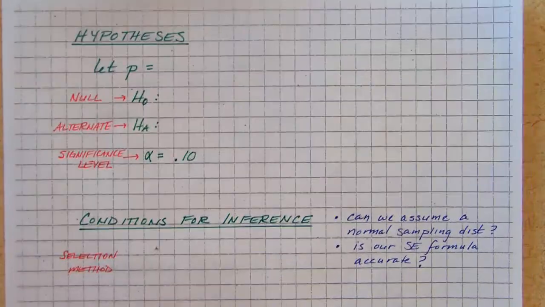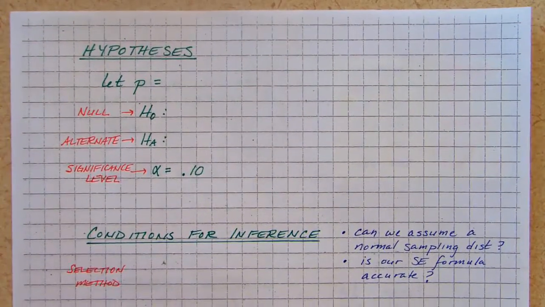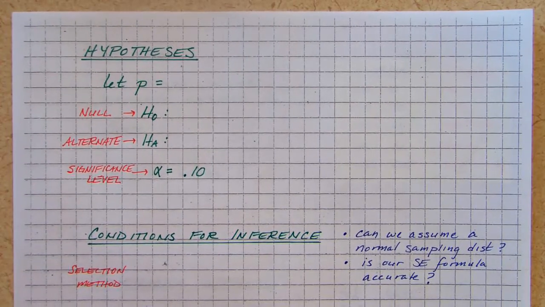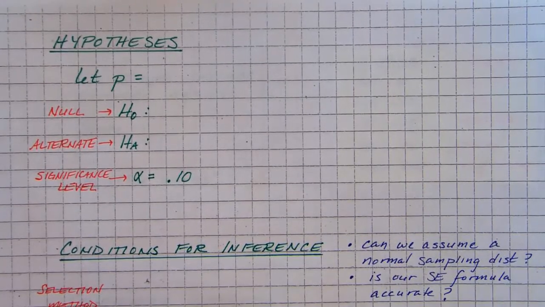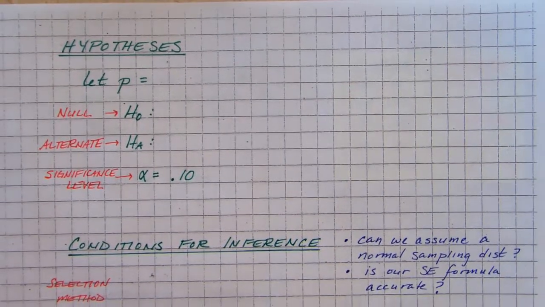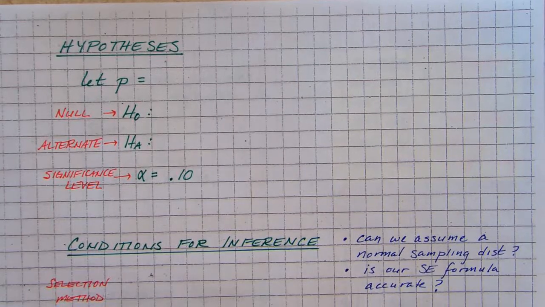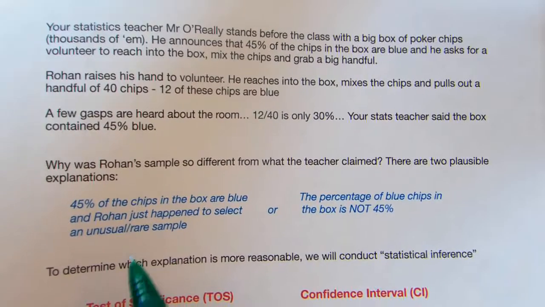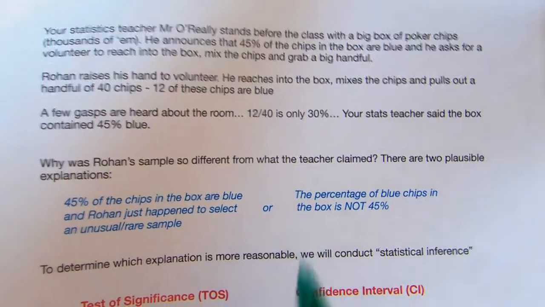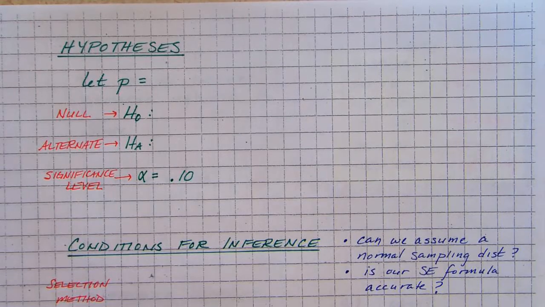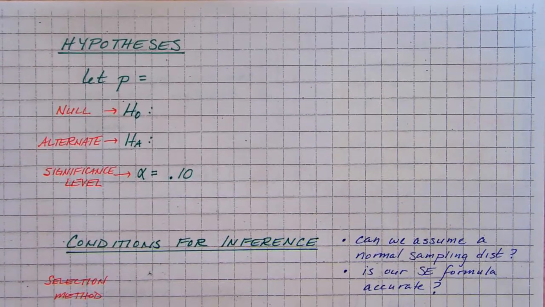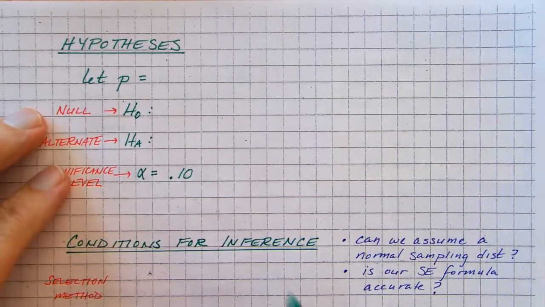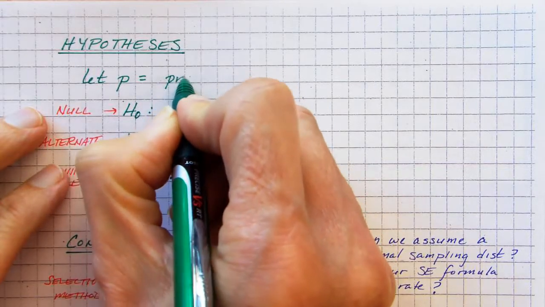Okay? So a test of significance is very organized, very structured. There are 4 parts to a test of significance, and I'd like to share them with you. The first part we call the hypotheses. It revolves around the fact that we had these 2 competing explanations, and so each one of these is going to lend itself to a hypothesis. So first of all, we want to define the parameter, let P equal the proportion of blue chips in the box.